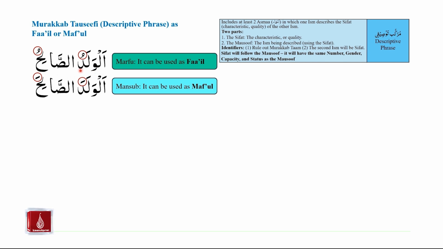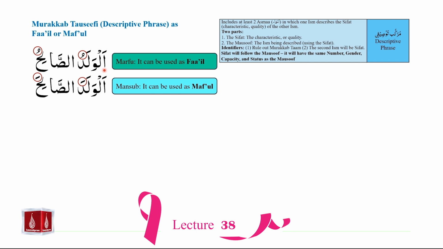Now, al-waladu as-salihu is marfu. Therefore, al-waladu as-salihu is a murakkab-e-tawsifi or descriptive phrase which is marfu, and therefore it can be used as fa'il because fa'il always needs to be marfu.